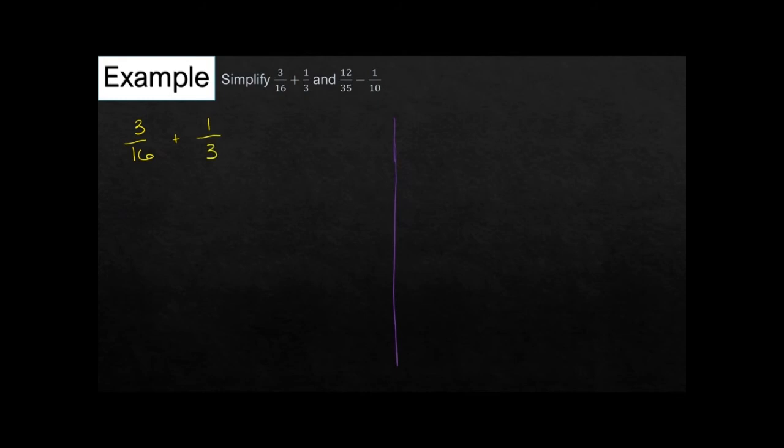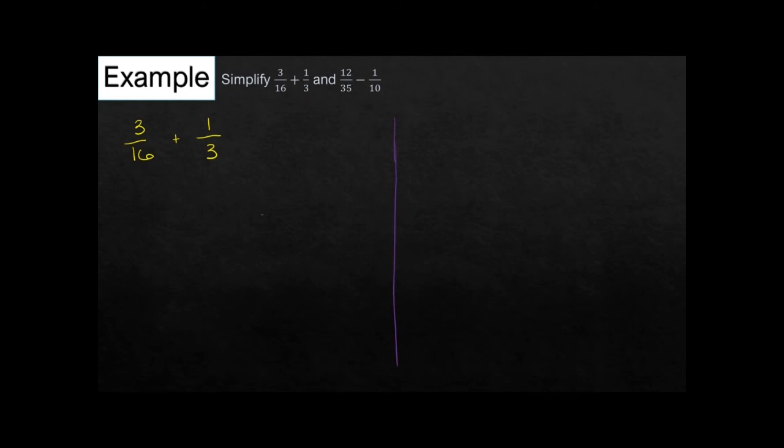So I've got 3 over 16 plus 1 over 3. In order to add these together, we need to get a common denominator. We usually want the smallest denominator, but it doesn't have to be. If you can't think of the smallest number they have in common, you can use something bigger, and then you just have to reduce further along the road or further down the problem.